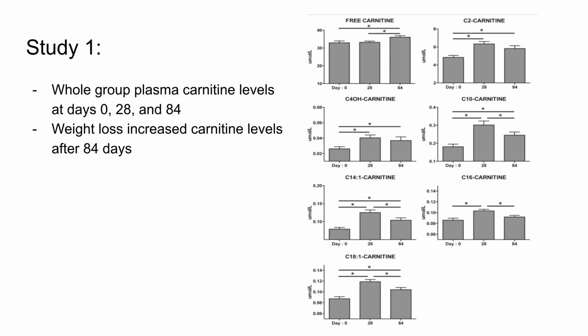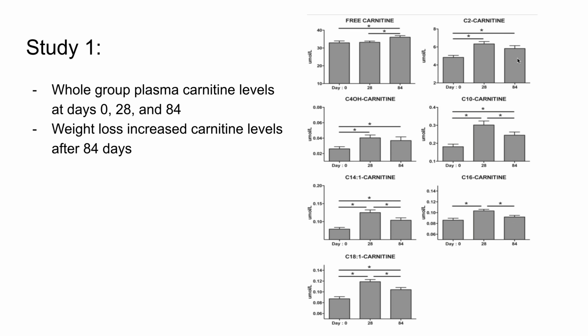This figure here shows the whole group plasma acylcarnitine levels for day 0, 28, and 84. In general, it is shown that weight loss increased carnitine levels. C2 and C4 carnitines were higher after 28 days, with no further increase after 28 days.